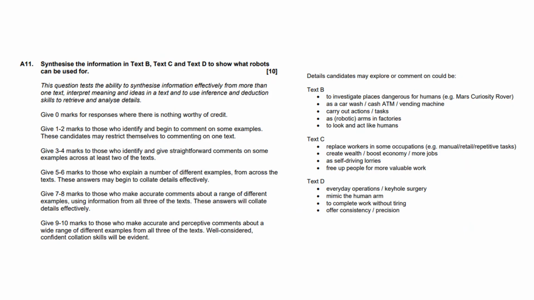Now that we've gone through the entire process of reading the text, identifying the information required, and then writing it into a synthesis answer, it's important that we take a look to see what the examiners are expecting of us. I don't think it would be very sensible for us to ignore the mark scheme, because after all, the mark scheme is what's going to be used to award us our marks, and we can check to see how we've performed. On the right-hand side of your screen, it says details candidates may explore or comment on could be. And if you take a look at those bullet points, they're almost identical to the types of things that we've talked about today.